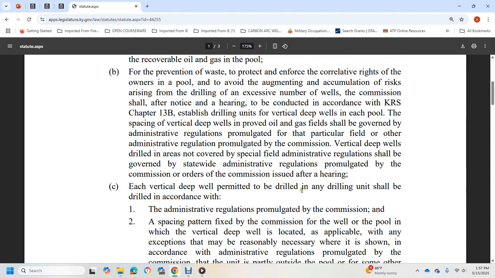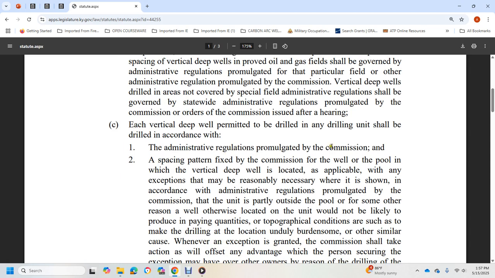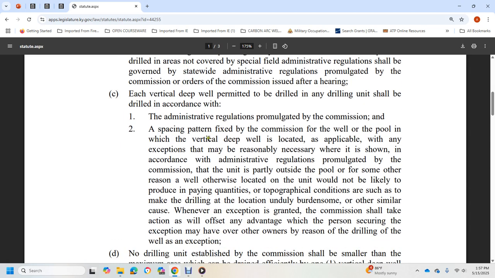Each vertical deep well permitted within a drilling unit shall be drilled in accordance with the administrative regulation promulgated by the Commission. The spacing pattern fixed by the Commission for the pool in which the vertical deep well is located is applicable to any exemption reasonable and necessary for the administration of the regulations promulgated by the Commission.